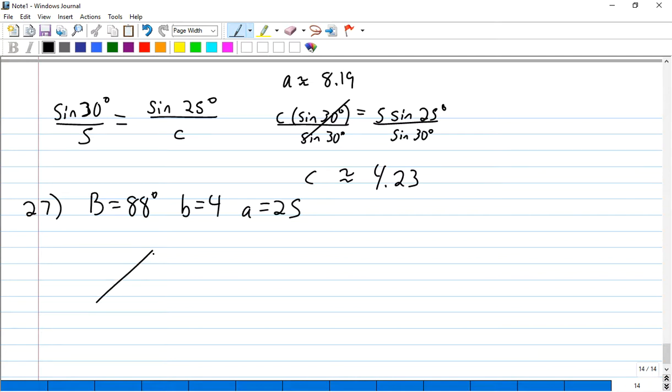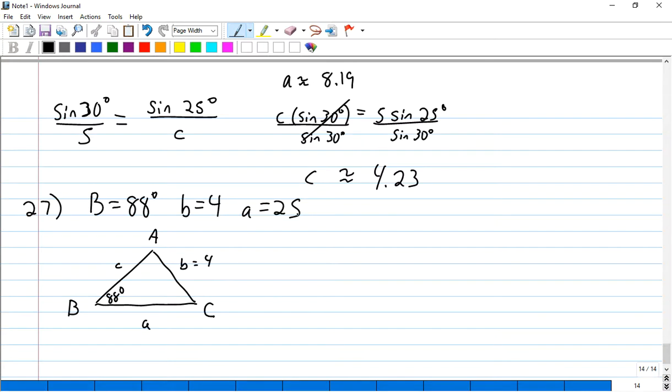Alright, it does not matter how you set your triangle up, just know that if you call this angle B, this has to be side B. If we were to call this angle A, this would have to be side A. If we call this angle C, that will have to be side C. So angles and sides must be across from each other. So this is 88 degrees.